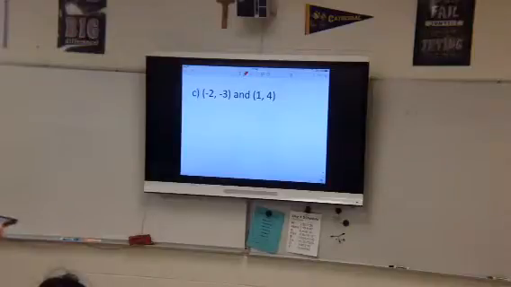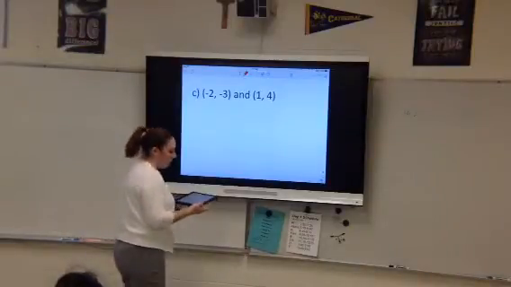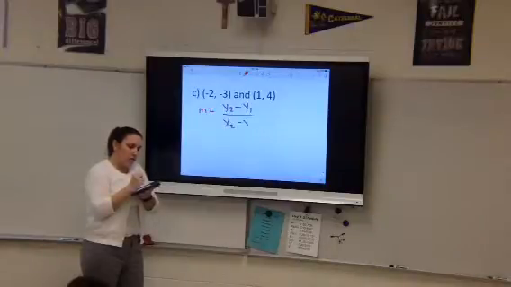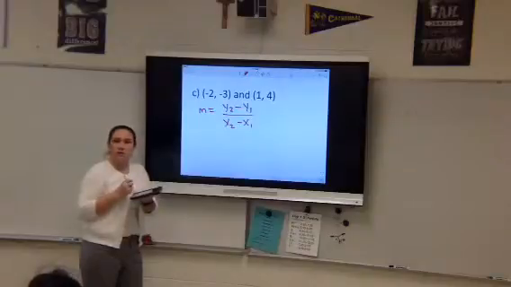Okay, so this is good review. This is something that we did before break. Okay, so you've got to find slope. If you need to write this formula down, do that. So your slope is, remember it's y2 minus y1 over x2 minus x1, okay? Remember we're subtracting our y's and subtracting our x's.